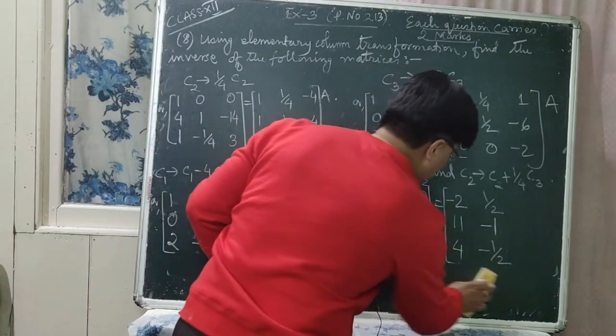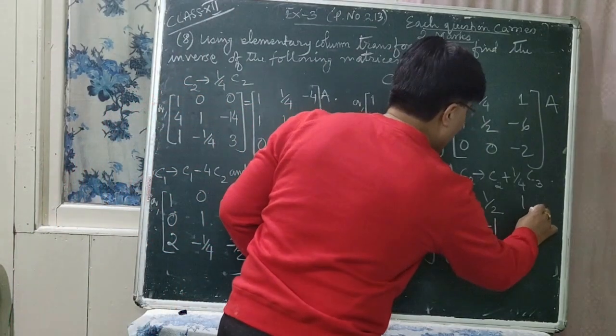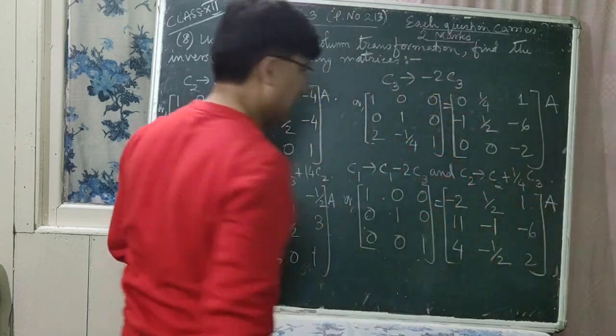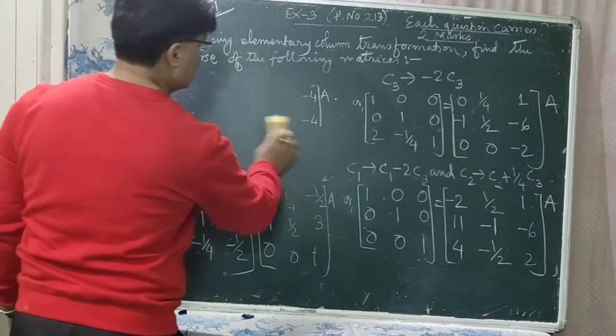Okay. So next, column 3 remains the same. What is column 3 here? 1, minus 6 and this is 2. And you should write here A. Is that understood? So next, what will you do?